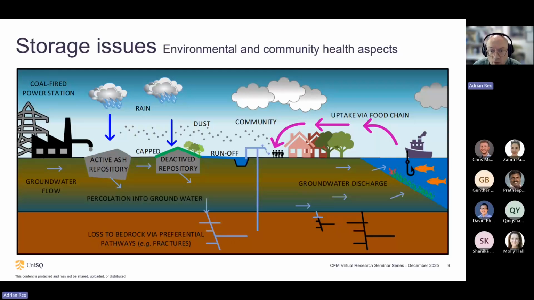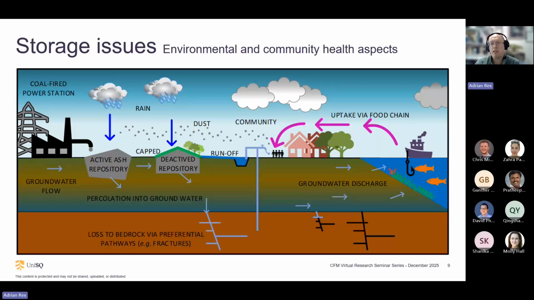So my project is very much about, well, what can we do? What can we do with these deactivated repositories? There are two current techniques used. One of them is capping, and that will solve the problem of nuisance dust emissions. You're capping it with a clay and then vegetating it. Well, that doesn't solve all your problem, because if your repository is below the water table, you're still going to get water flowing through it.